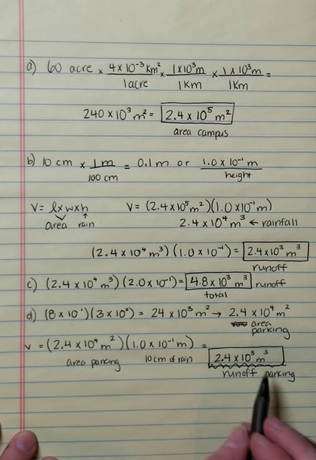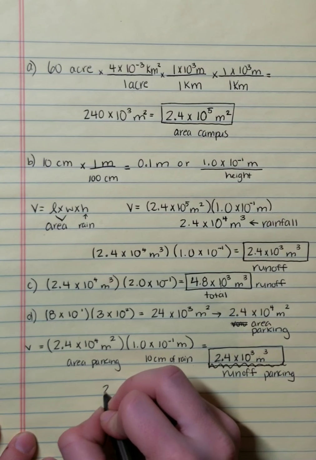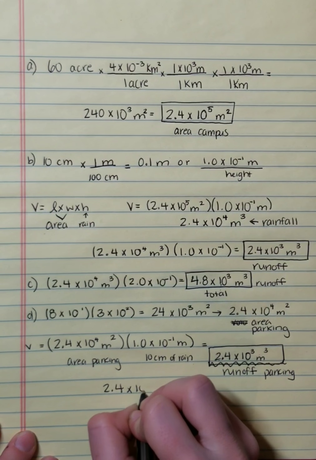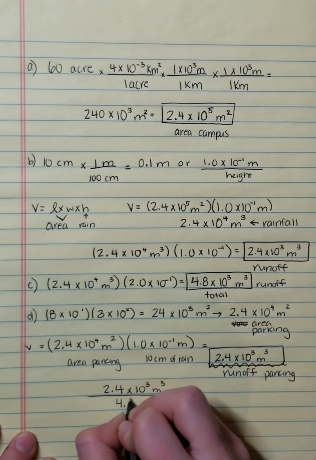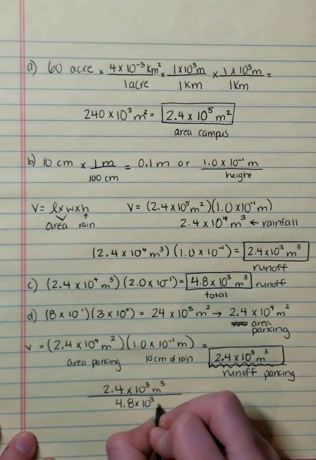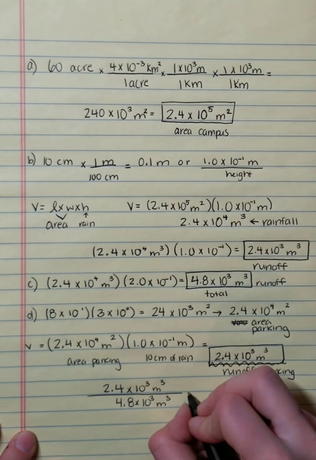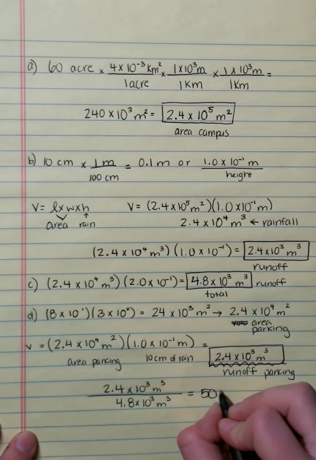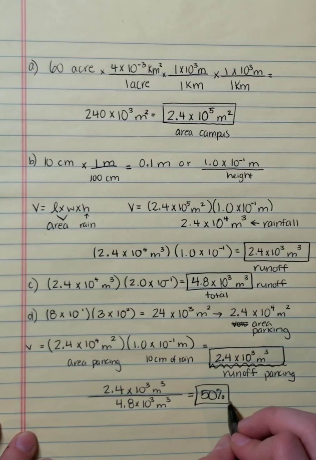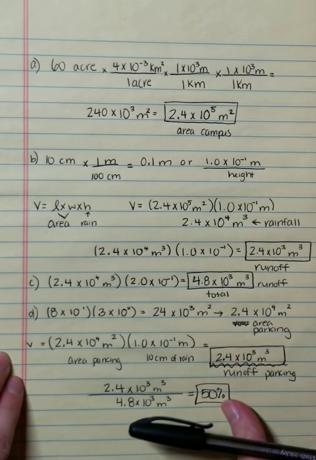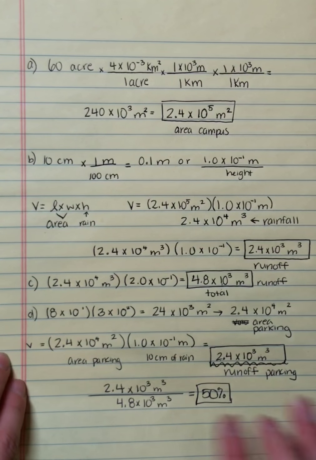So that last step that I almost skipped, for the percentage, we have if 2.4 is generated from the parking lot and the total amount was 4.8, then we know that 50% of that runoff was generated from the parking lot. Okay. From there, E and F go on to talk about the water treatment.